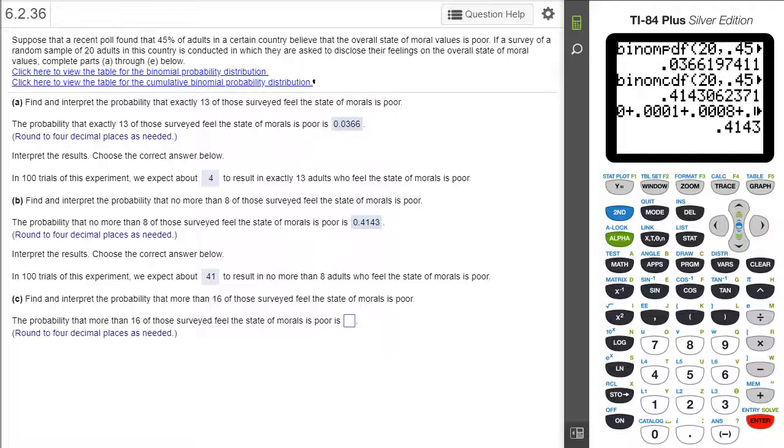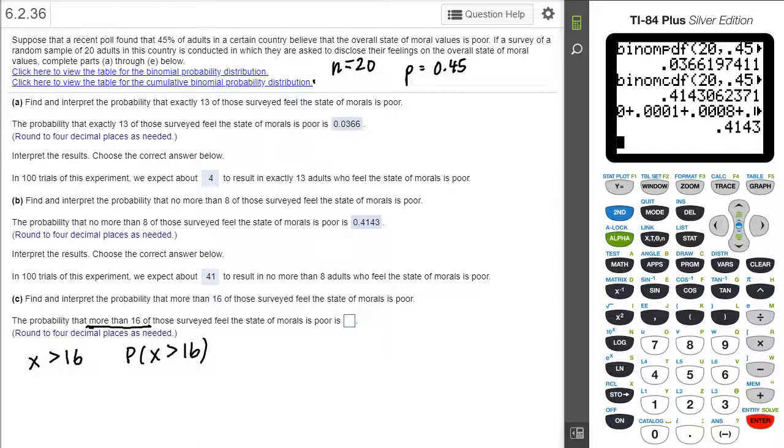The next question is a level up for us. Remember, our sample size is still 20, probability of success still 0.45. Now we want the probability that more than 16 feel this way. So x needs to be more than 16. That's our probability statement: the probability that x is greater than 16.